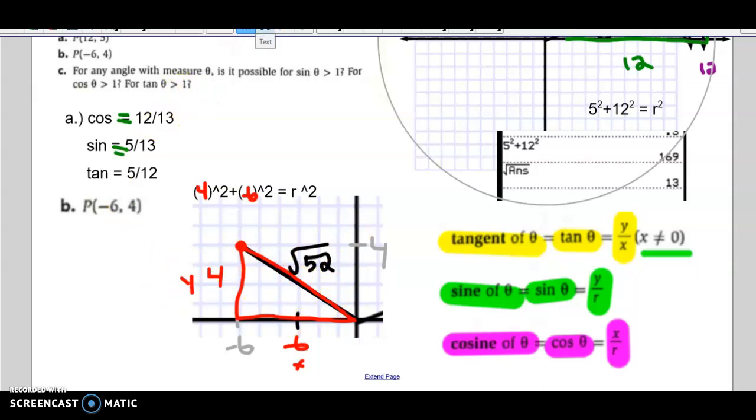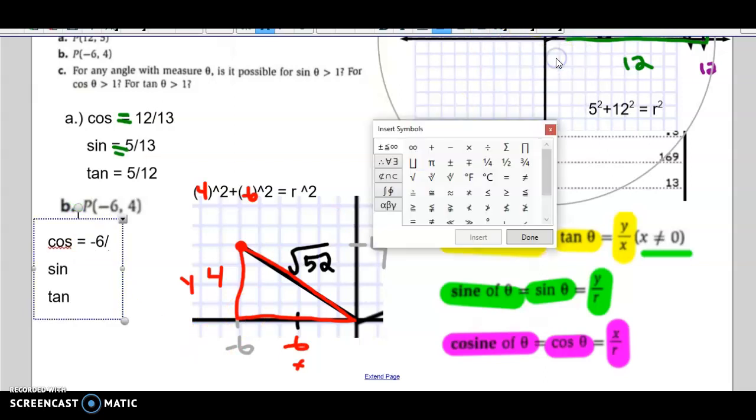And we want to find the sine, the cosine, and the tangent of these. All right. So the cosine is our x, so our x here is negative 6. So it would be negative 6 divided by, let's see, do I have a square root symbol? I feel like I should. Square root, and sorry, yeah, let's do that, square root 52. Okay, I'm going to use that in a bit.